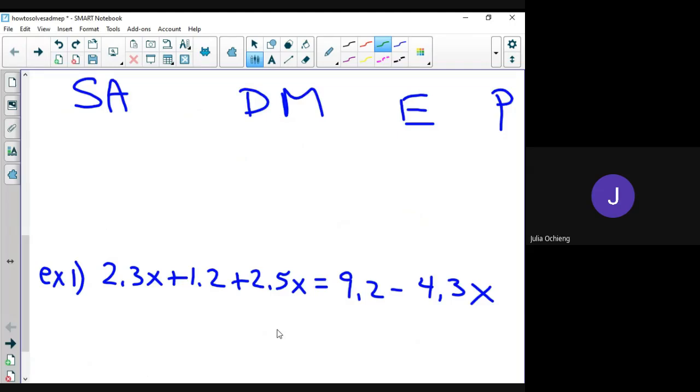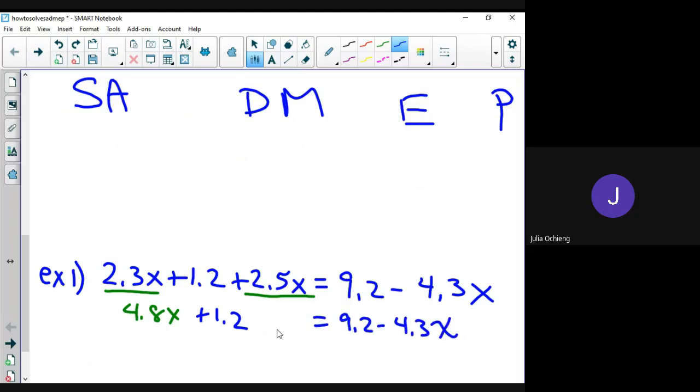Before we even get to SADMEP, we do want to do a few things to simplify this equation. So if you have any like terms, you're going to want to combine them. So 2.3x plus 2.5x, we're going to combine that. So that's going to be 4.8x plus 1.2 equals, and I'm just going to copy the other side.